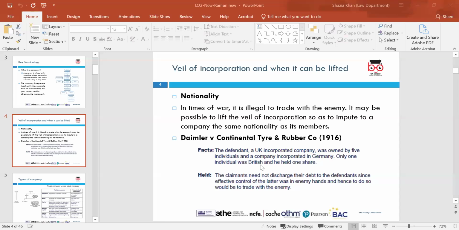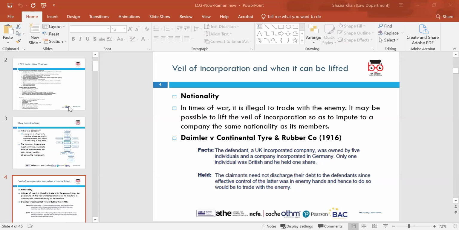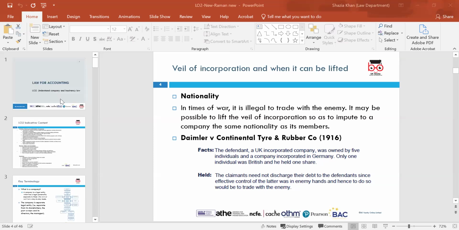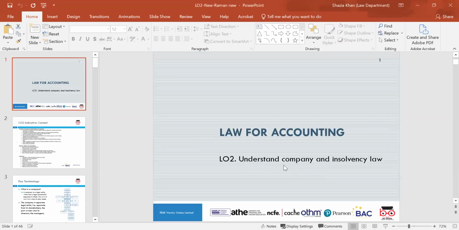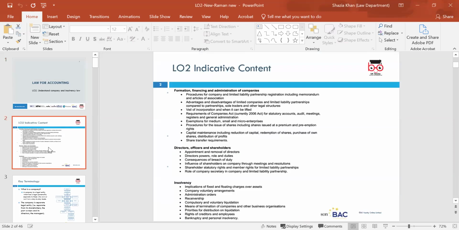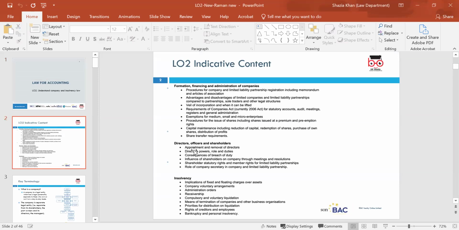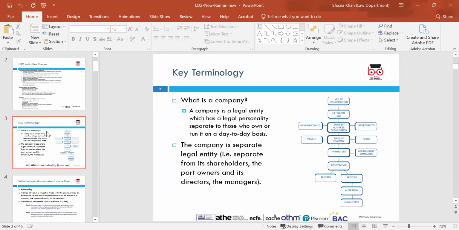So we're just going through learning outcome 2, because we did learning outcome 1 yesterday. We're looking at understanding company and insolvency law, and at the elements of formation, financing and administration of companies. We're also looking at directors, officers and shareholders, and insolvency.